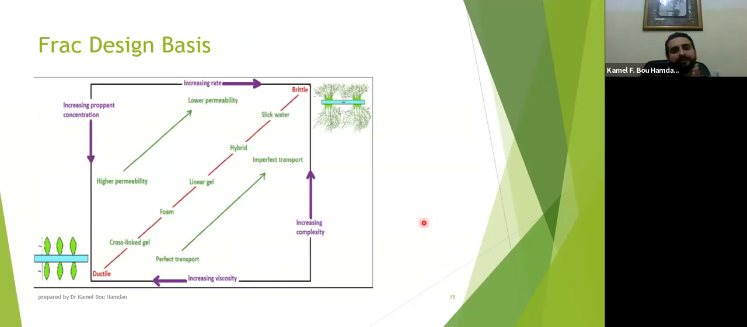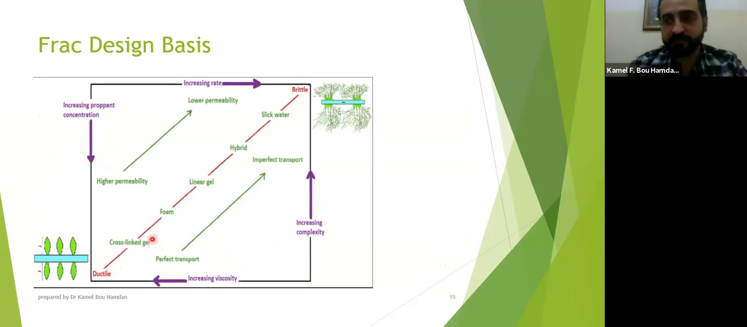So we can basically summarize this process in this figure over here. At the first corner, we have a brittle rock, and here we have a ductile rock. If we have a ductile rock, you would expect our fractures to be large, but near the wellbore. If you have a brittle one, our fractures are going to be very complicated, complex.